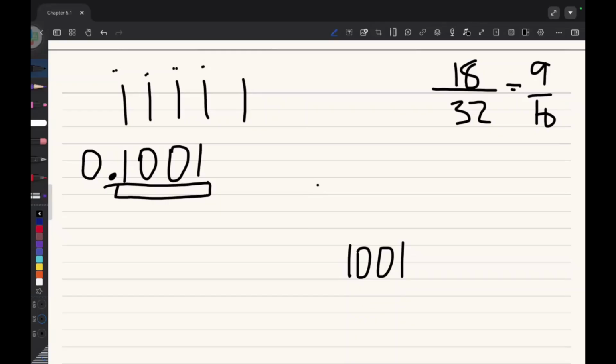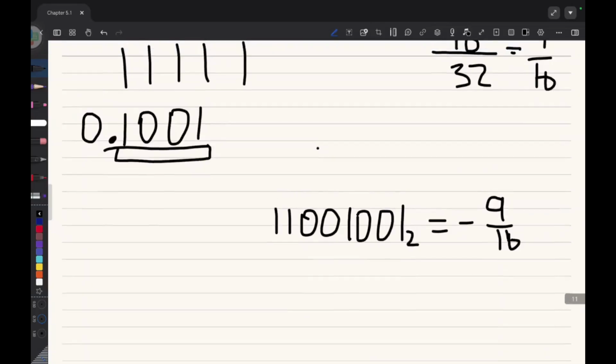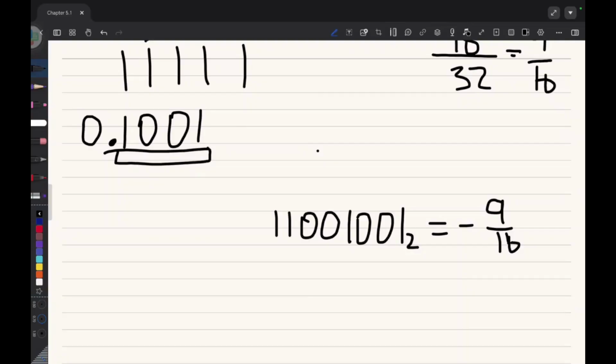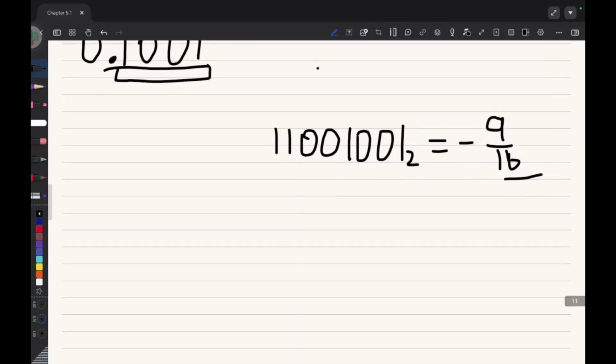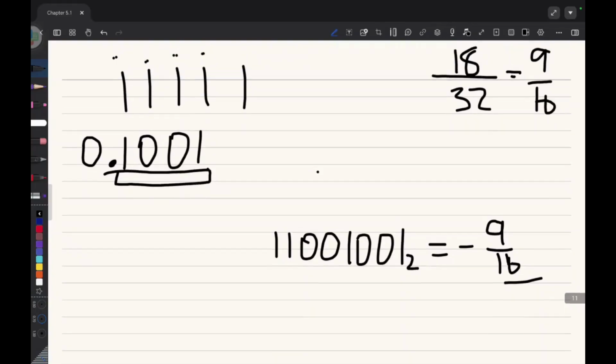And from the 3-bit notation, we know that a 0 is denoted by 100. And our sign is negative, so at the front we're going to have a 1. So now this thing right here is equal to -9/16. This is the binary number, the binary representation of this decimal number right here.